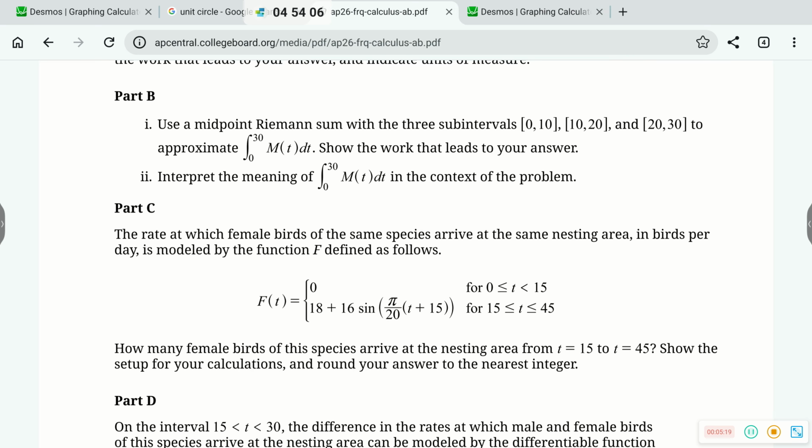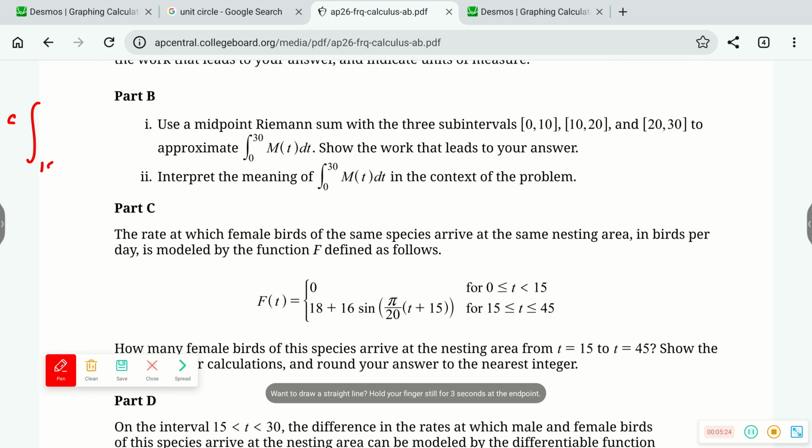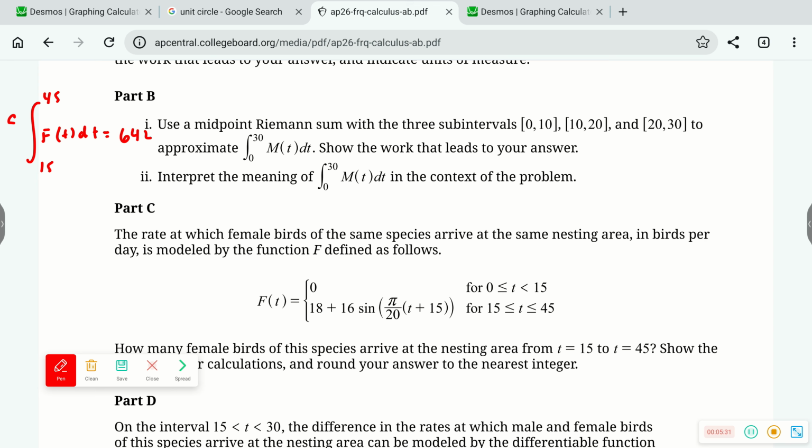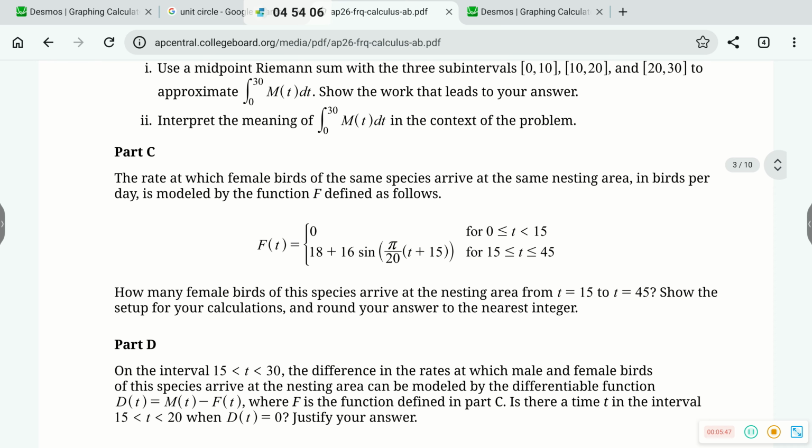So I would write there for part C, I would put the integral of f of t dt, 642 birds. Part D: on the interval 15 to 30, the difference in the rate of the species arriving in the nesting area can be modeled by the differentiable function d of t equals M of t minus f of t, where f is a function. Is there a time when d of t equals 0?